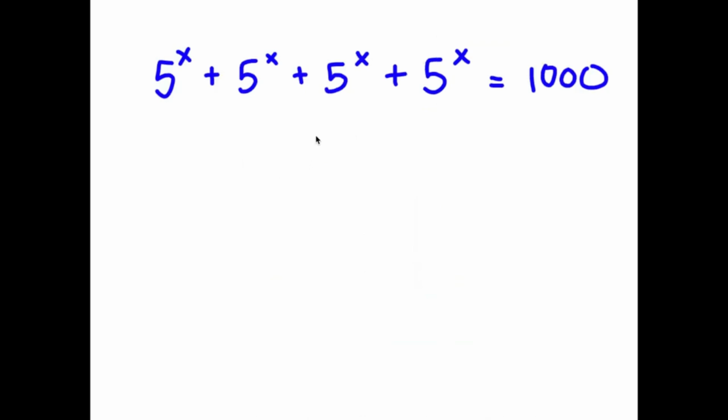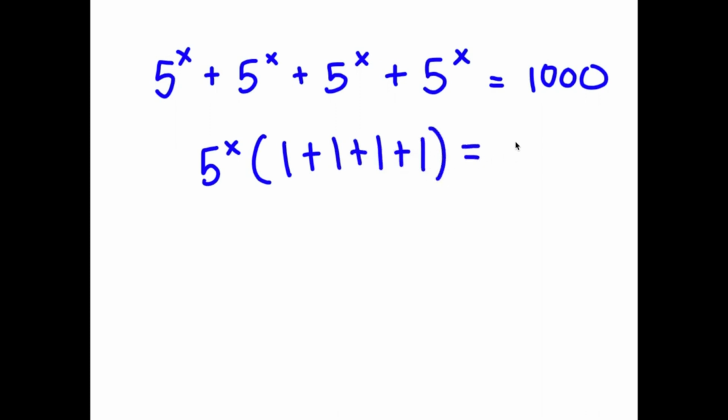Alright, so in this problem, I have 5 to the power of x plus 5 to the power of x plus 5 to the power of x plus 5 to the power of x is equal to 1,000. So I'm going to first start by factoring out 5 to the power of x. So now I have 5 to the power of x times 1 plus 1 plus 1 plus 1 is equal to 1,000.